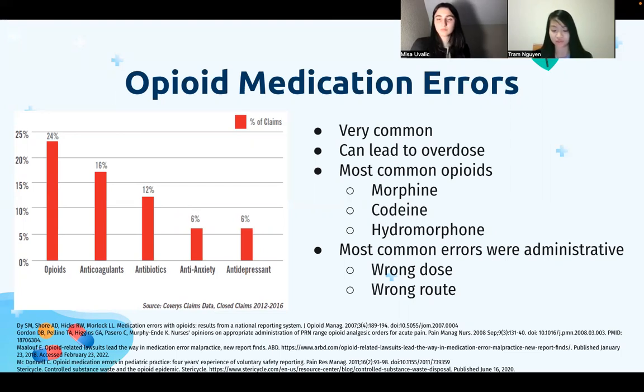The graph on the left shows that of the 10,000 medication malpractice cases in 2012 through 2016, 24% of the closed cases were in regards to opioids and errors in administration or monitoring and management of opioids. Due to the opioid epidemic that is currently ongoing, it is very important that healthcare providers triple check medications such as opioids due to the high dependency and abuse rate.